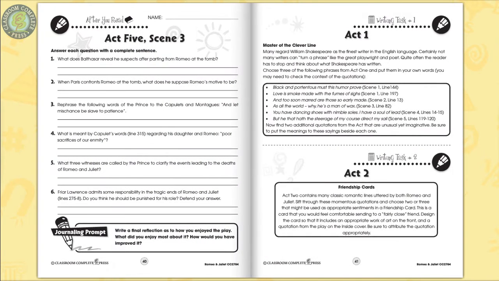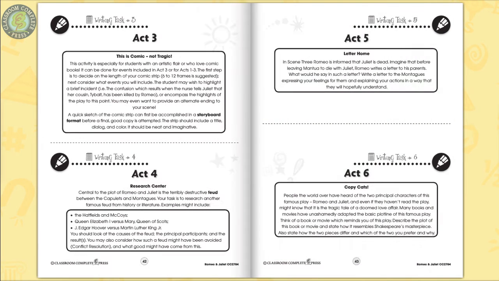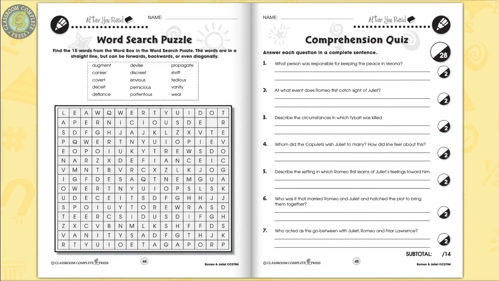6 additional writing tasks follow. Supplement an existing unit with in-depth writing tasks, such as comparing the feud between the Capulets and Montagues with another famous feud from history. A word search puzzle and comprehension quiz ends the unit.